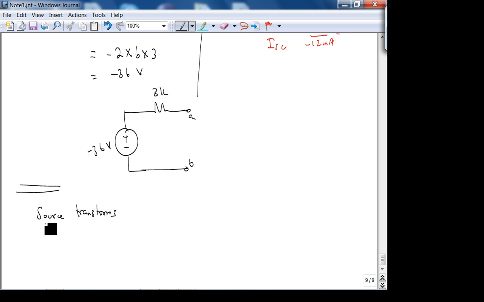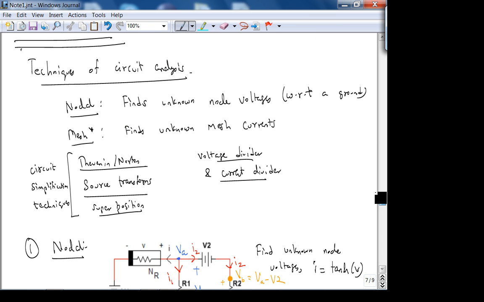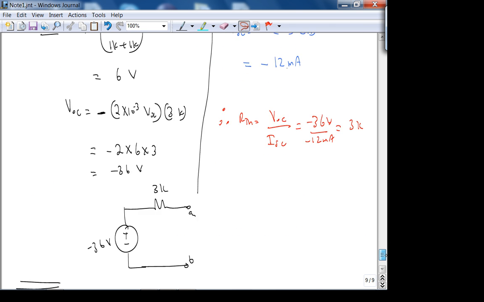and I'm actually not going to cover mesh. You're welcome to use mesh. I won't use mesh, because nodal is sufficient. There are only a few circuits where mesh gives a better, easier system of equations to solve. But I always use nodal. If you want to know how to do mesh, stop by my office and we can talk about it.